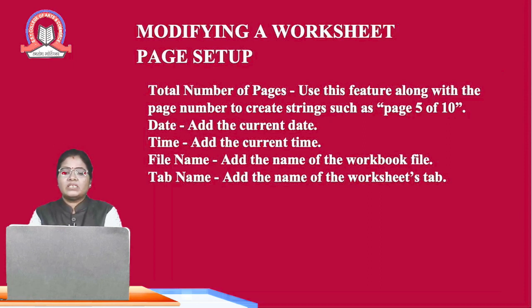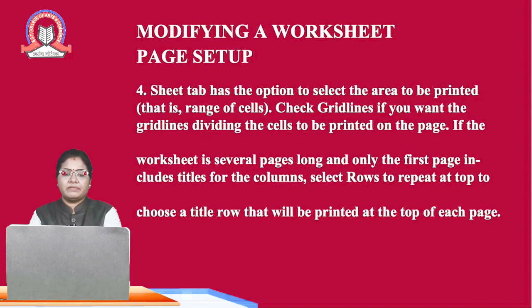pages. Using this feature along with the page number, we can create a string like 5 of 10. Adding date is possible, the current date will be displayed, the current time will be displayed, and the worksheet file and worksheet tab can be named in the options given as file name and tab name.